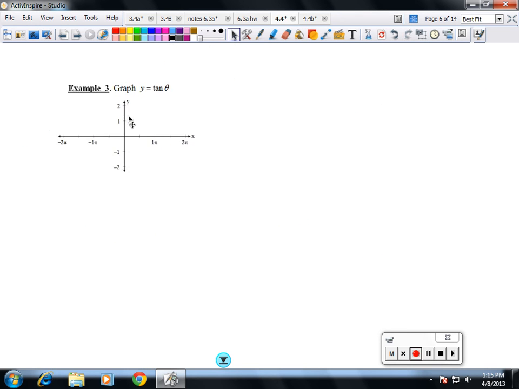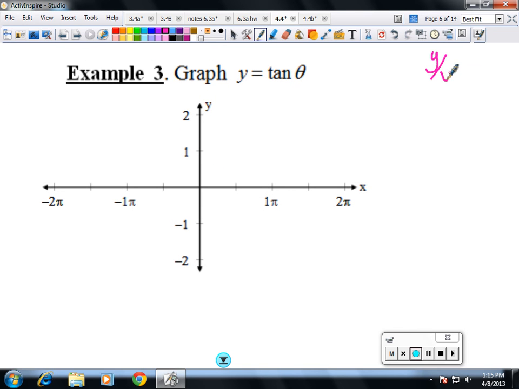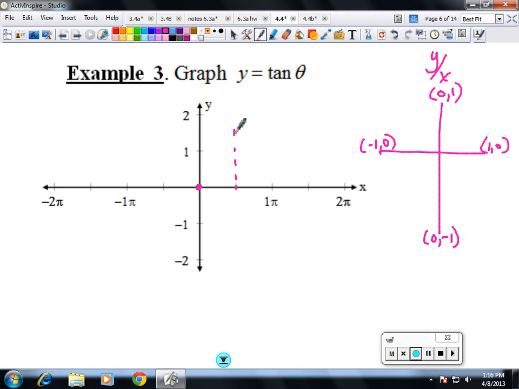Tan is sine divided by cosine. So it's the y value divided by the x value. So 1, 0, 0, 1, negative 1, 0, 0, negative 1. At 0, it's 0 over 1, so it's 0. At pi over 2, it's 1 divided by 0. That's undefined, so there's an asymptote there. And then it's 0 divided by negative 1, which is 0. Then it's an asymptote. So this one's pattern is it goes 0, asymptote, 0, asymptote.